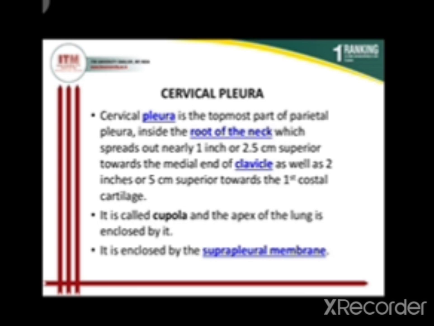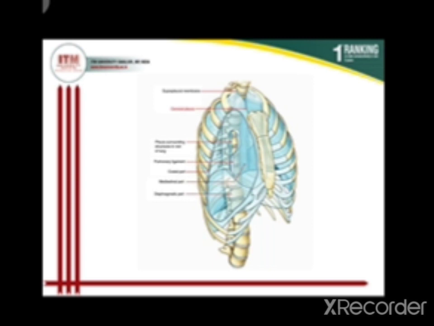We have done with this. Yeah, it's just a repetition. So, here you can see the same picture. The suprapleural membrane at the top. You can see the various other parts of the pleura: this is the diaphragmatic pleura, this is the costal pleura, the suprapleural membrane, and the cervical pleura, especially. See at the neck, 1 inch from the clavicle and 2 inches from the first costal cartilage.